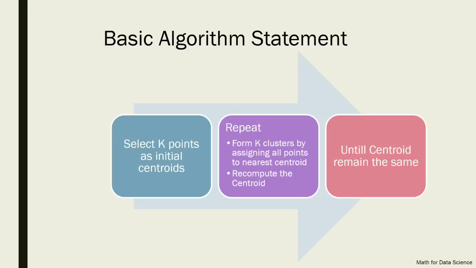What is the algorithm statement for k-means? Select k points as initial centroids, and repeat. What do you have to repeat? Form the k clusters by assigning all points to the nearest centroid, then recompute the centroid, and you have to recompute until the centroids remain the same. If you want, you can do it with normal pen and paper. I can give you a small number of data points. We'll also discuss it, otherwise you can do it in an Excel sheet. I've done both.